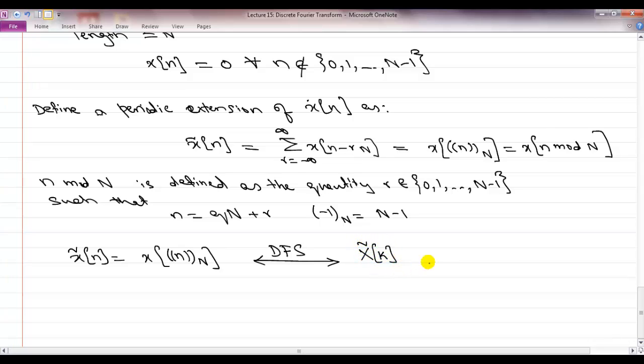But that X tilde of k, by the discussion that we had, is simply equal to samples of the DTFT of my original signal x[n]. So that is simply equal to X of e to the j omega at omega equal to 2 pi k over capital N.